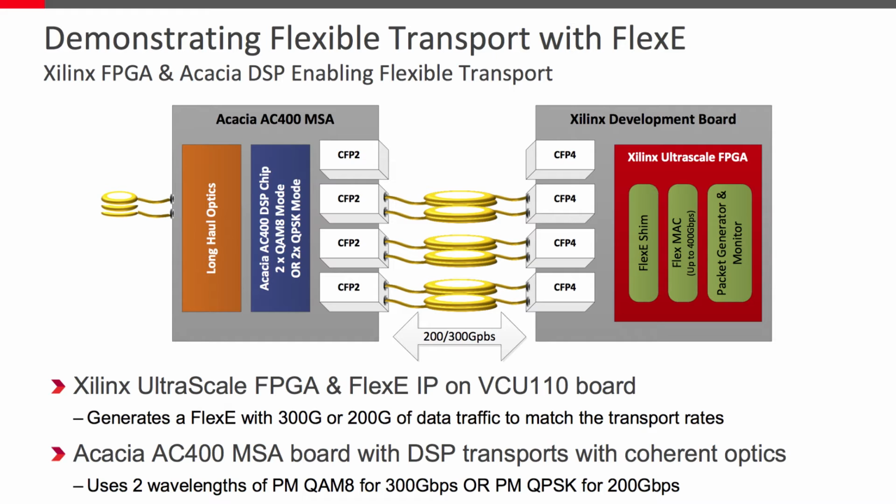Essentially, another implementation can be, you could use a QAM16 modulation, for example, to do 200 gig, but instead of two wavelengths, use a single wavelength as well.